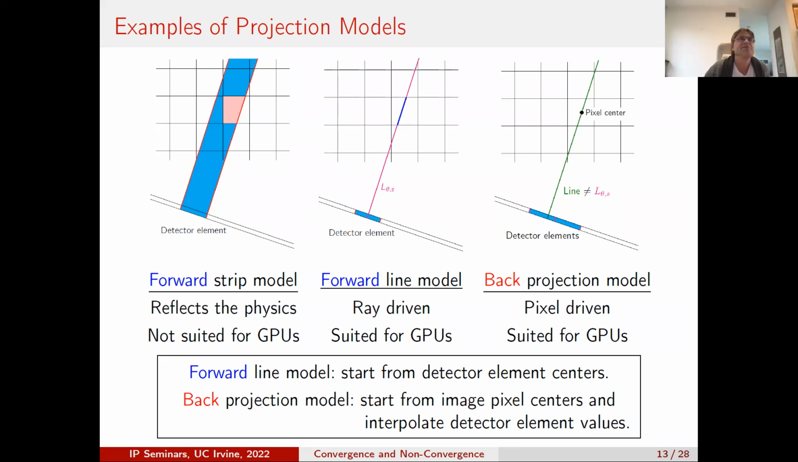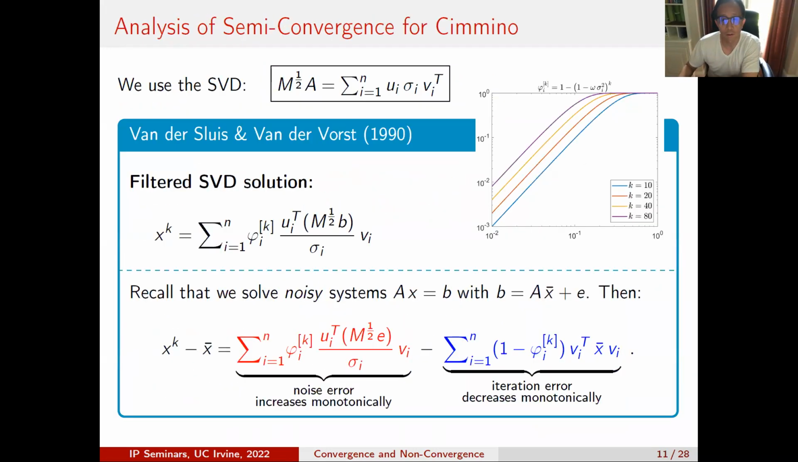Thanks. Yeah. I have a question about the semi-convergence. Sure. Does that depend on what the noise is, what the vector E is? It does. That's a good question too.